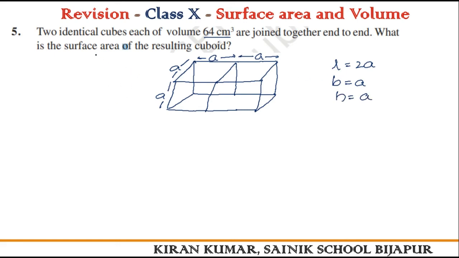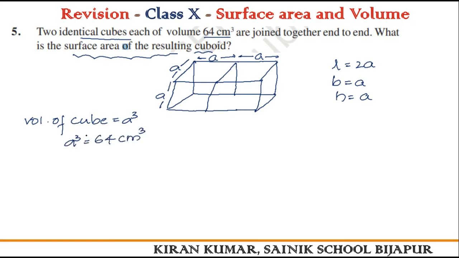Now we need to find out the surface area of the resulting cuboid. So first let me make use of this concept. Identical cubes having volume 64 centimeter cube. Volume of cube is given by A cube. So this A cube is equated to 64 centimeter cube. We can find the length of A, which is 4 centimeter.